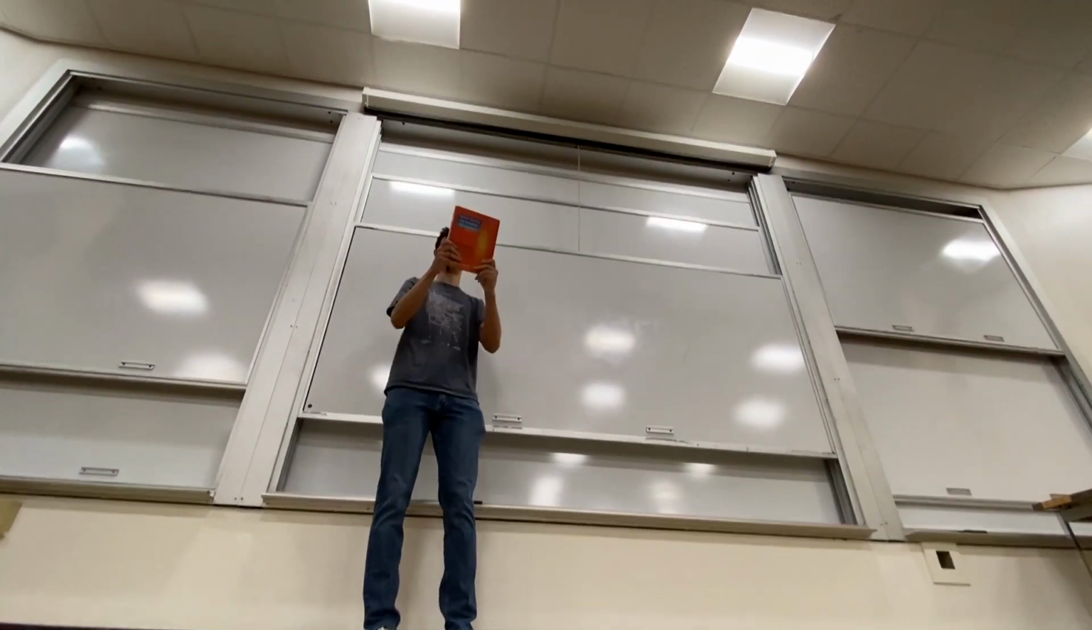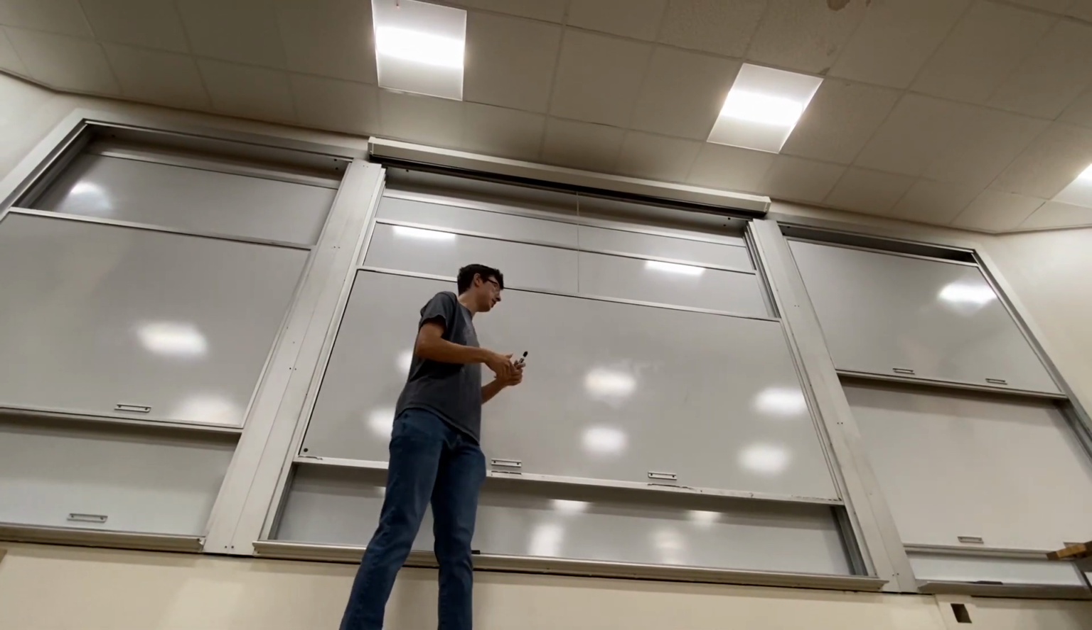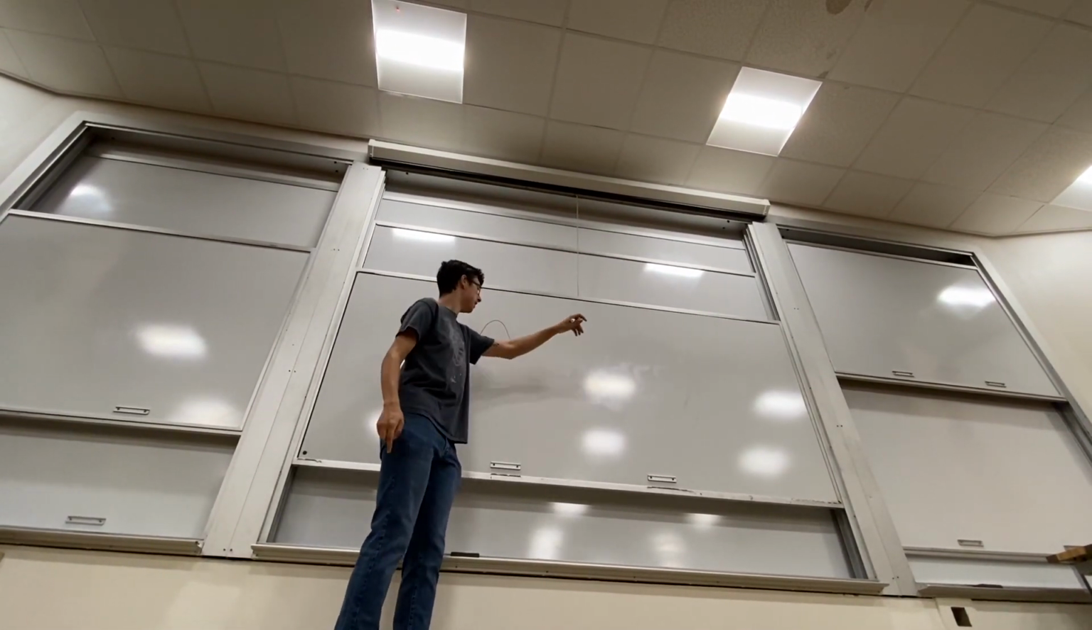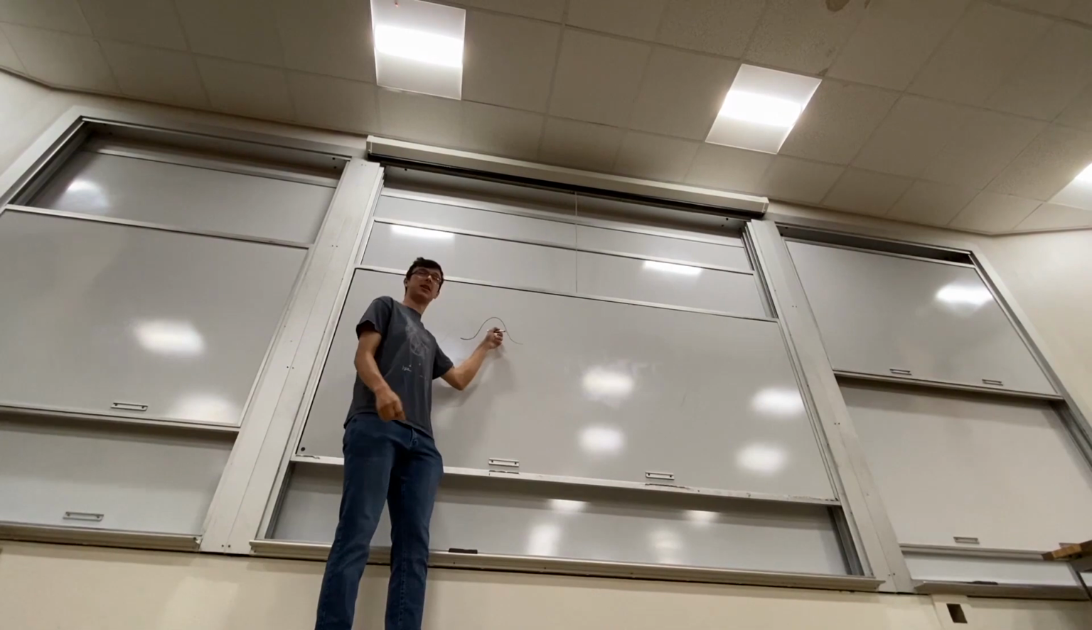Class, welcome to Stats. This is the book you'll be using for the course. Anyway, this is a Gaussian distribution. Kind of looks like a mountain.